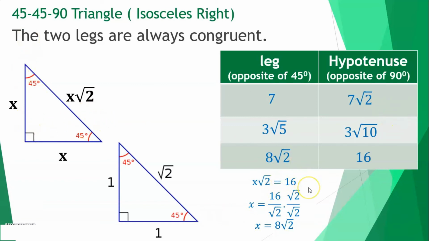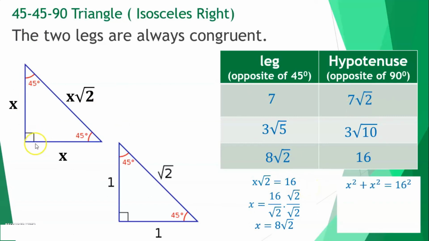Now, another way of checking this, since it's a right triangle, is we can make use of the Pythagorean Theorem. Since the two legs here are equal, that would be x squared plus x squared equals the hypotenuse squared, which is 16 squared. Simplifying, 2x squared is equal to 256. Dividing both sides, x squared is 128. Getting the square root of both sides, that would be 8 square root of 2. So again, either method will end up with the same answer.